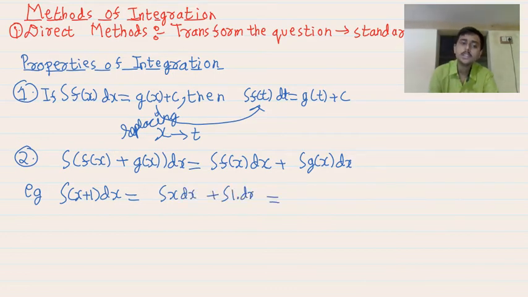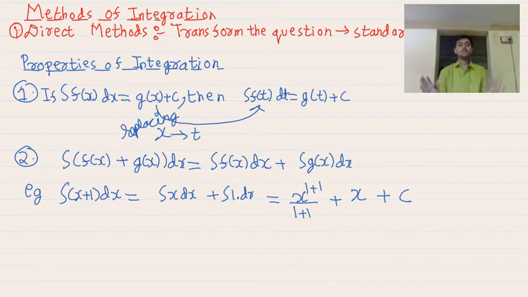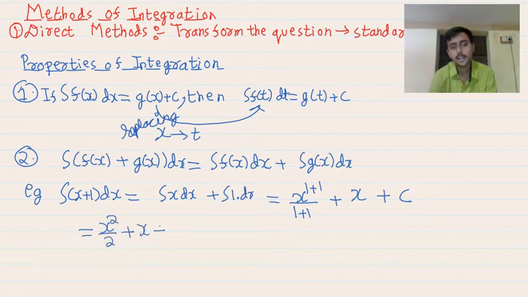Now integration of x dx would be x to the power 1 plus 1 upon 1 plus 1, and integration of 1 into dx will be x, and at the end of integration we will write a plus c. Whenever we remove this integral sign, we should remember that we have to write a plus c. So this becomes x squared by 2 plus x plus c. This is a simple example of the first property.